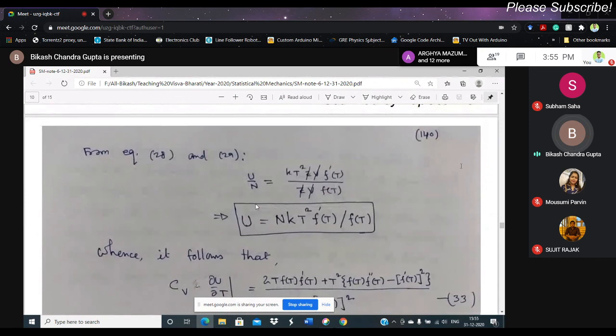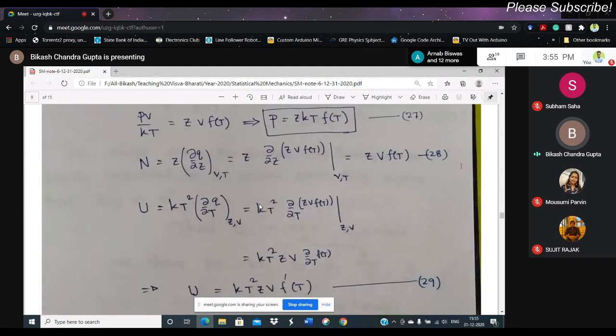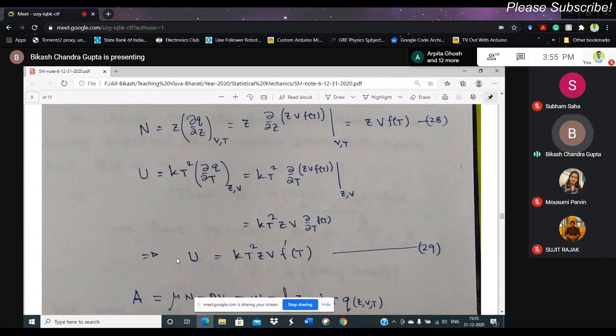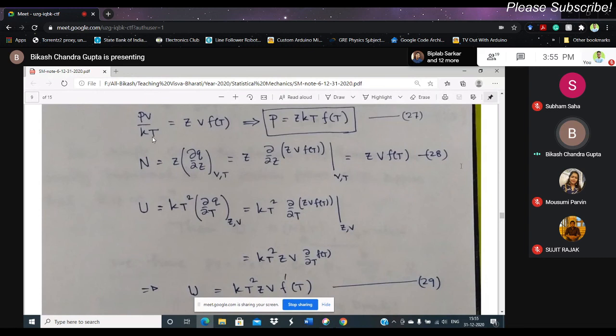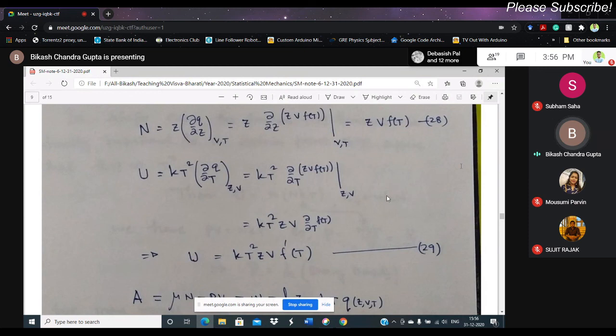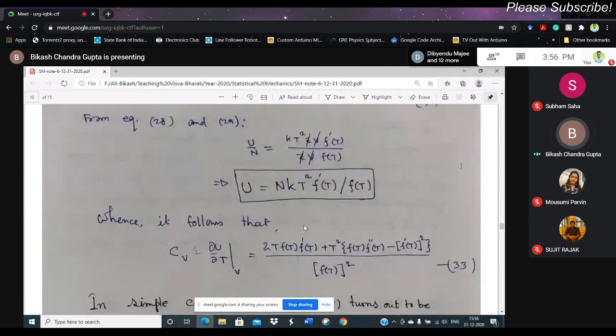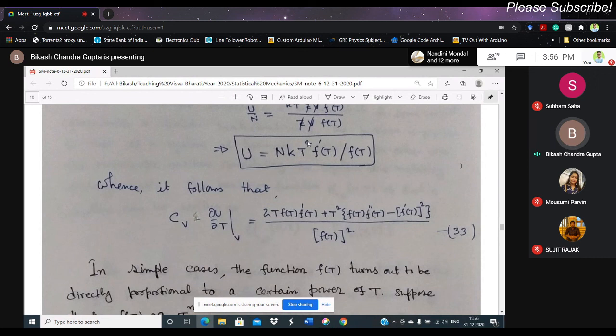And another one is, again, if you take the ratio of 28 and 29, say U by N means average energy per particle, right? Then the average energy per particle should equal this by this. Okay, so that is the expression you have written. U by N is this, so everything is in terms of T, k, N, and f(T). And C_V, of course, you do the derivative, keep on doing the derivative, you have three terms, and this is the expression for the specific heat.